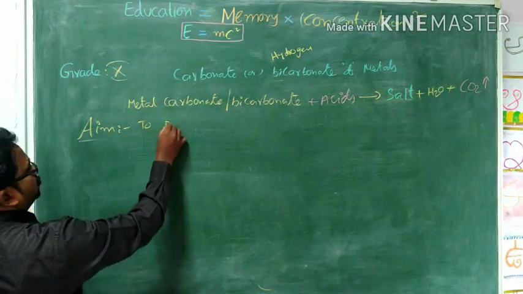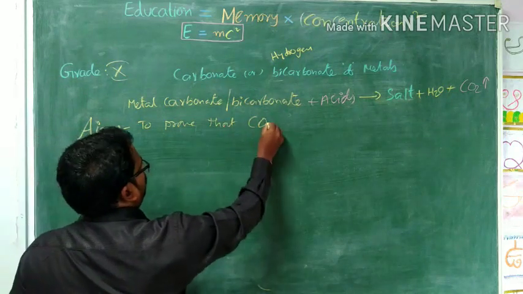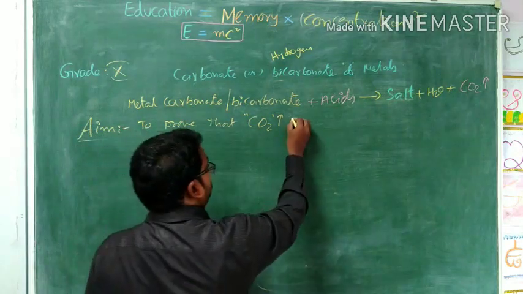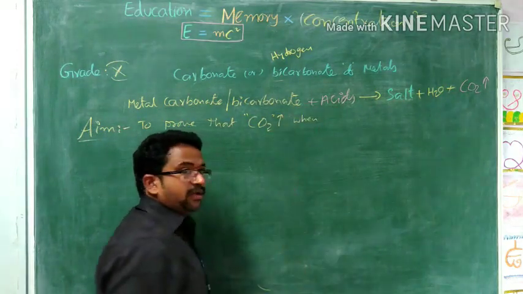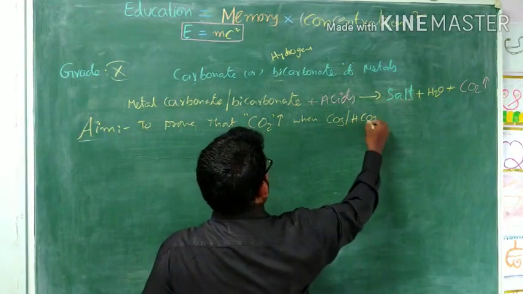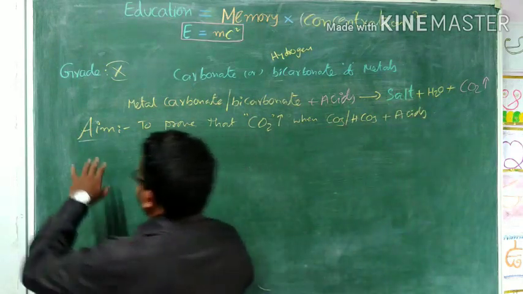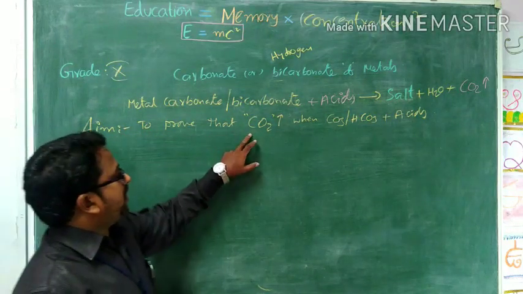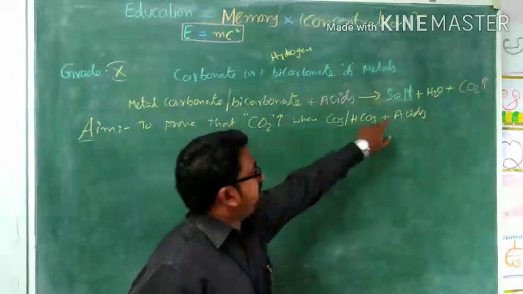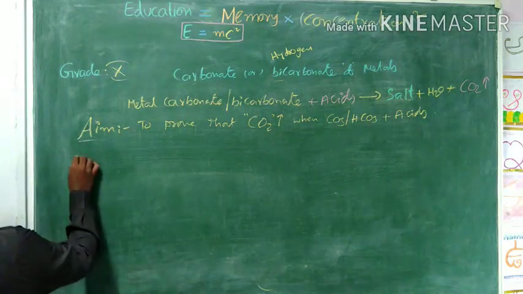What is that? What do we have to prove? To prove that CO2 gas is evolved. So when will it happen? When carbonates or bicarbonates react with acids. That is our aim. What is the aim? To prove that carbon dioxide gas is evolved when carbonates or bicarbonates react with acids. Aim is over. Then what about apparatus?